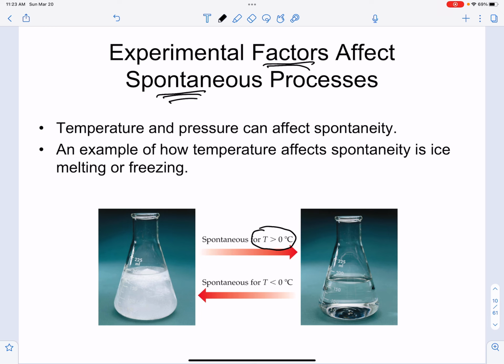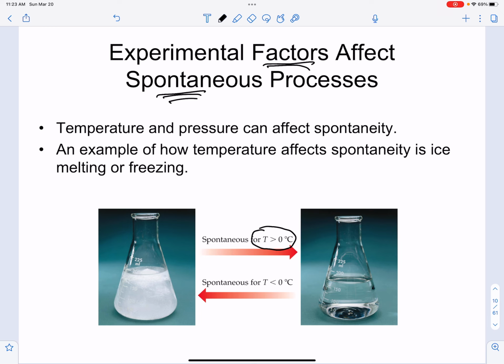So for example, if I take ice at any temperature above 0 degrees Celsius on this planet, at 1 atmosphere of pressure, any temperature over 0 degrees Celsius, the ice will spontaneously become a liquid. If I take water and I put it under any temperature below 0 degrees on this planet at 1 atmosphere of pressure, immediately you can expect the water to freeze. So those are spontaneous processes.